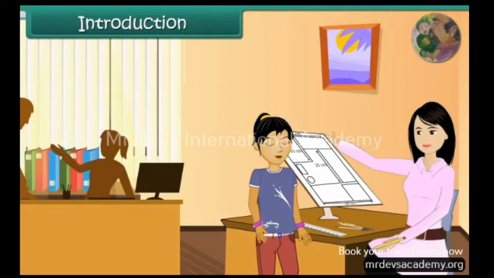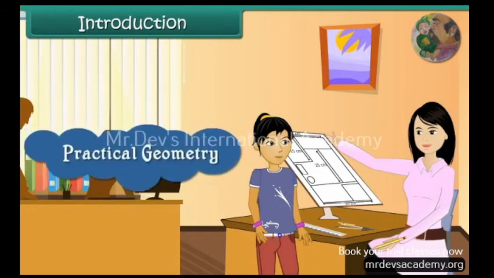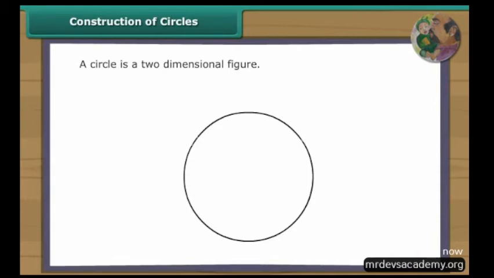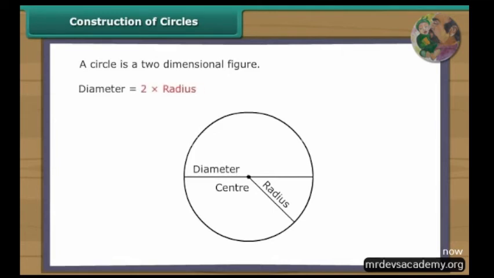Yes, Mom, I do. In this lesson, you will learn practical geometry. Construction of circles. A circle is a two-dimensional figure. Every circle has a center. The distance between the center and the boundary of a circle is known as its radius. The line segment through the center of a circle with its end point touching the boundary of the circle is known as the diameter of the circle. The diameter of a circle is twice its radius.